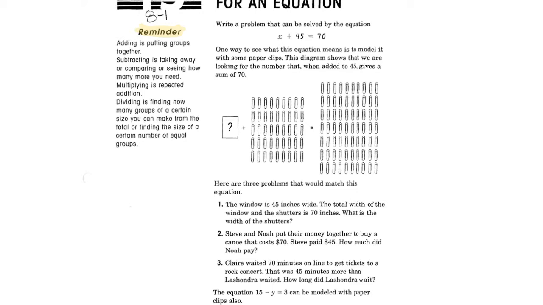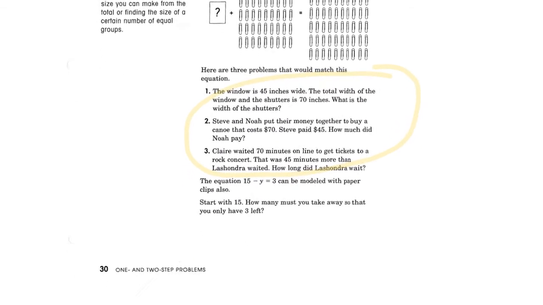Or Clara waited 70 minutes in line to get tickets to a rock concert. That was 45 minutes more than LaShonda waited. How long did LaShonda wait? So this is the equation. These are possible problems that we're going to find the answer for.